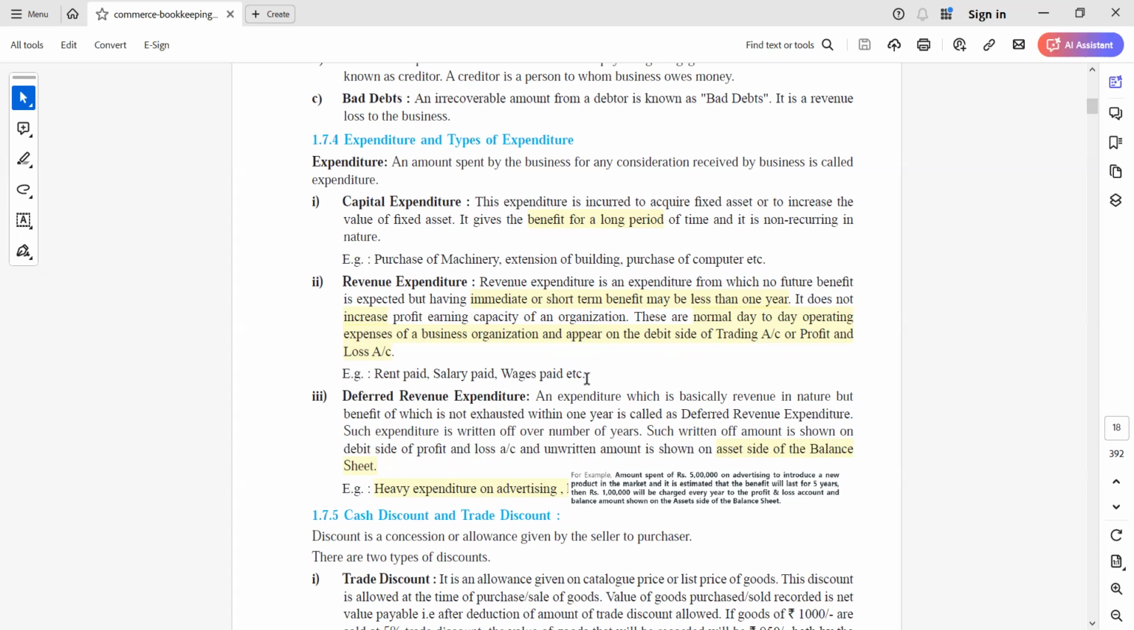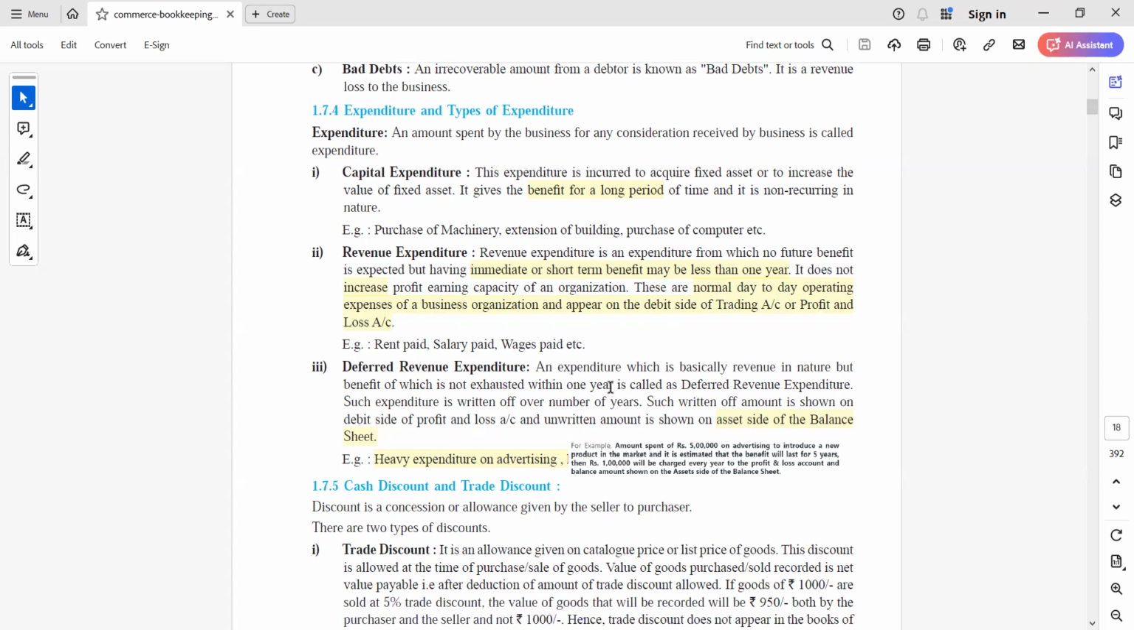So it's like rent paid, salary paid, wages. These are the normal day-to-day operating expenses of a business organization, which happen on the debit side of a trading account or profit and loss account. Clear? Deferred revenue expenditure. An expenditure which is basically revenue in nature, but the benefit of which is not exhausted within 1 year is called deferred revenue expenditure.